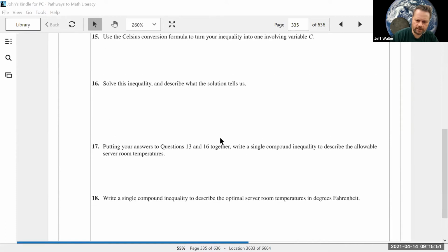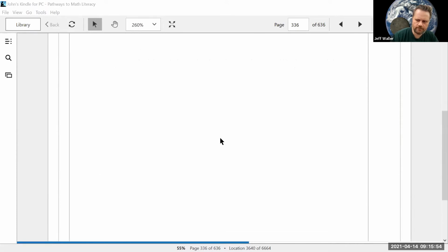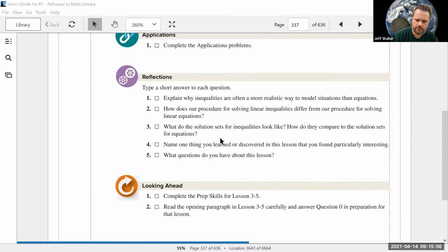You guys got to get into section 3.4 and try it out so that you have some questions on that.